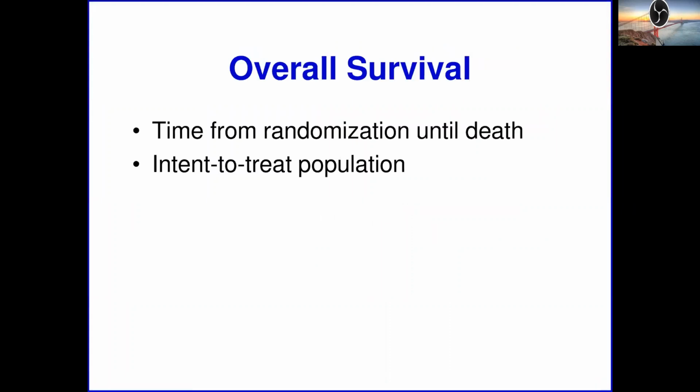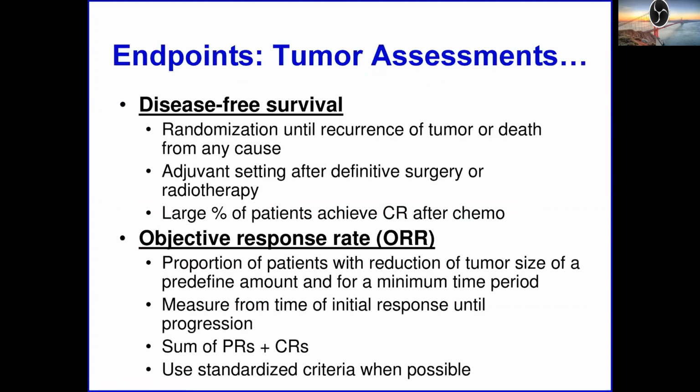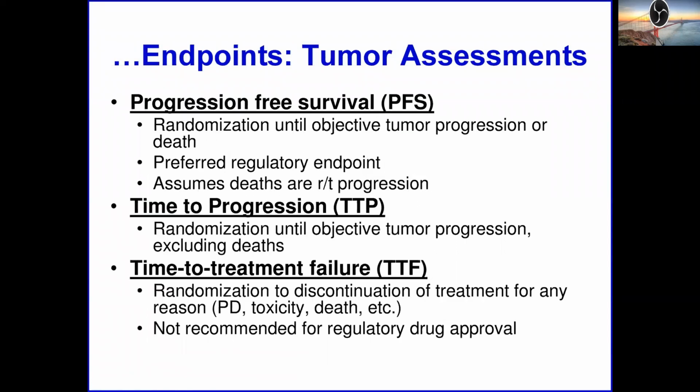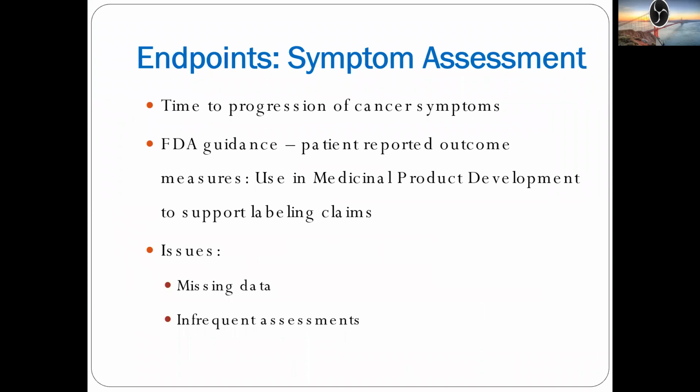Next, normally the endpoints we choose in these oncology trials are, as I said, overall survival, that is the time from randomization until death, and they will be analyzed using the ITT, that is the intention to treat population, wherein they will be analyzed according to the group they were randomized to. Others like disease-free survival and objective response rates can also be considered as endpoints for different conditions. The others are symptom assessments also.